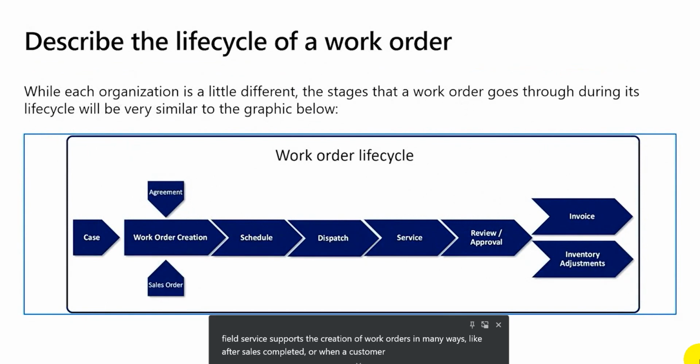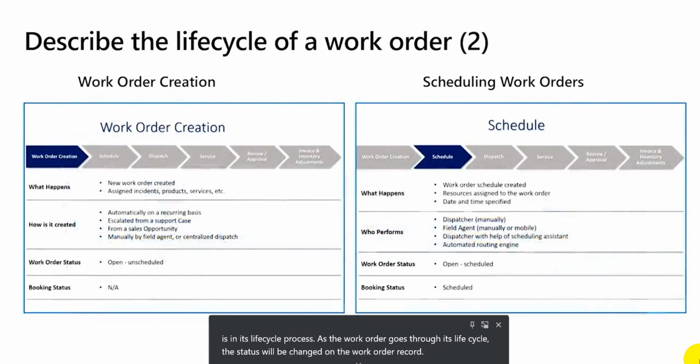Each work order will have a status that defines the current state of the work order. The status lets us know where the work order is in its lifecycle process. As the work order goes through its lifecycle, the status will be changed on the work order record. First, we have the work order creation on the left. This usually comes from a case or an opportunity.